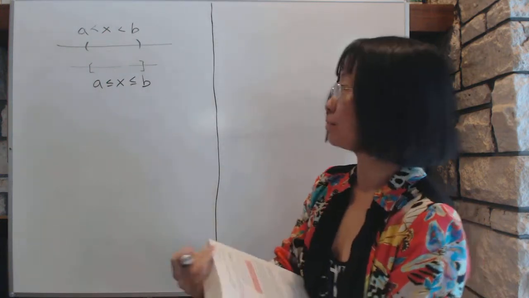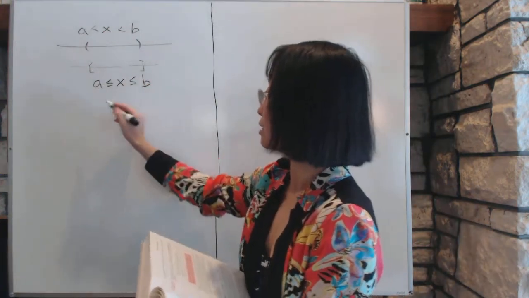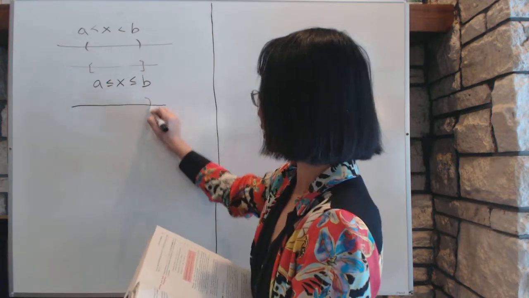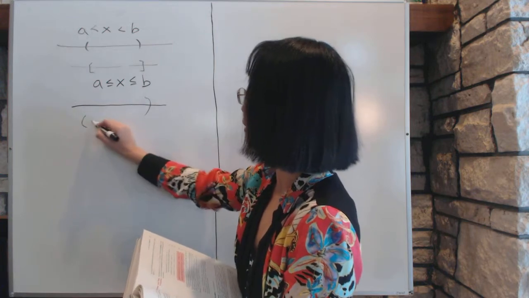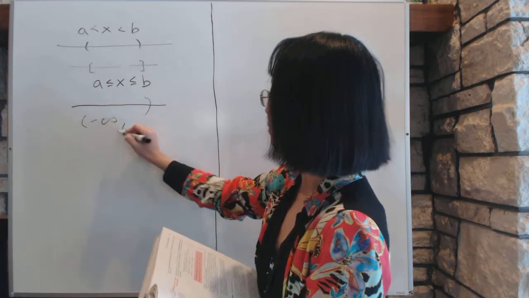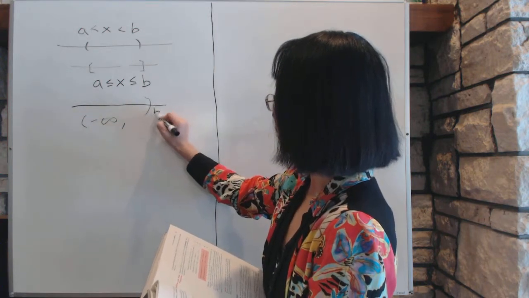And of course, the intervals don't have to have two ends. Sometimes you can have an interval that goes unlimitedly in that direction, and when that happens, we call it minus infinity to say this point is b to b.